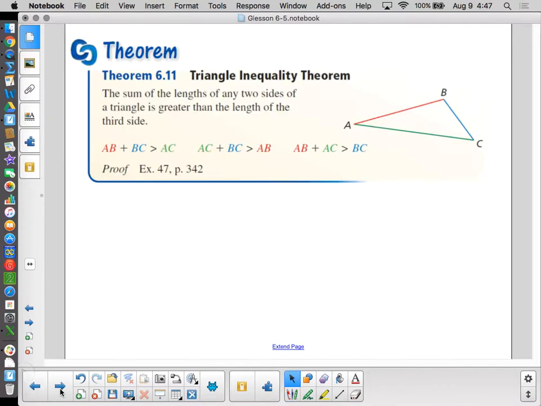Second and more interesting one is the idea of what sides can be used to make up a triangle.